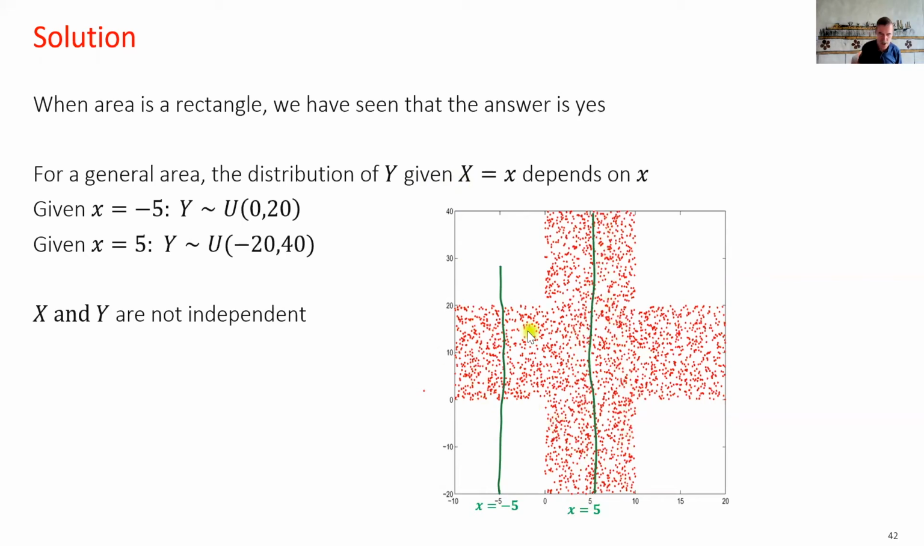What can be seen is that with a bit more work, we can compute the conditional distribution. We'll see, but what is obvious here is that the bounds are different. Given X is minus 5, we know that Y is between 0 and 20. Given that X is equal to 5, we know that capital Y is between minus 20 and 40. And in fact, they are uniform on those two intervals. So the distributions are not the same. They depend on X, which is one way we have seen of expressing that two random variables are not independent. So they are not independent in this specific case.